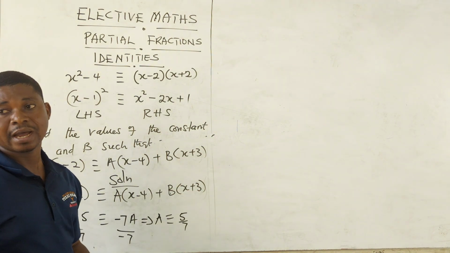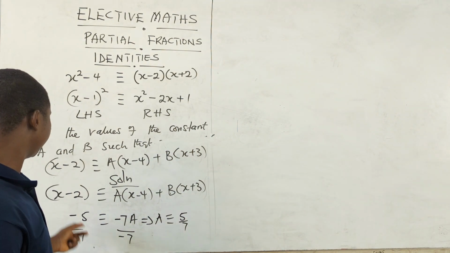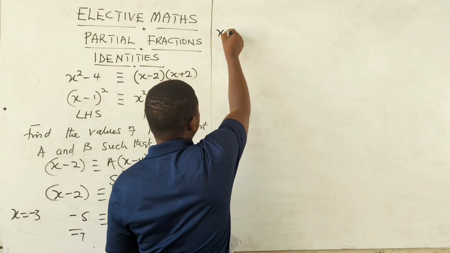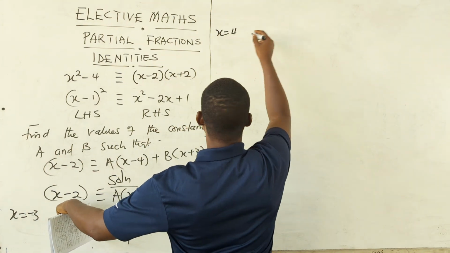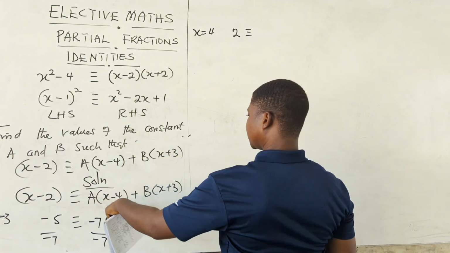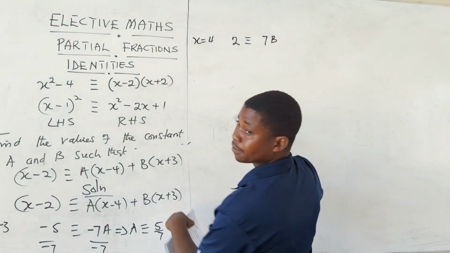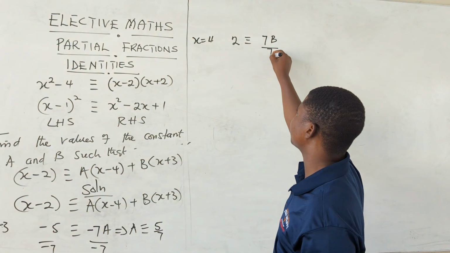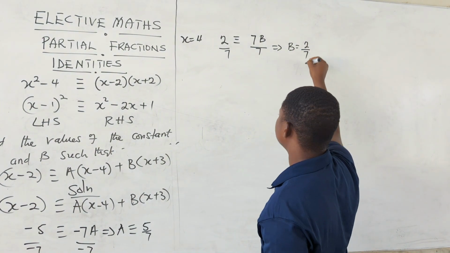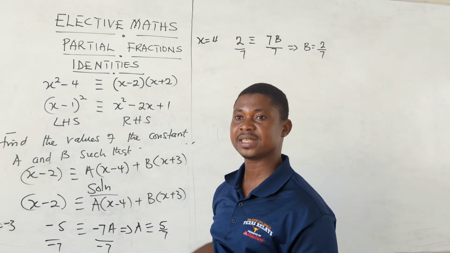The same way, I want to find B, so I have to eliminate A. To eliminate A, x should be equal to 4. When x equals 4, we have 4 minus 2, which gives 2, which is equivalent to 0 plus 4 plus 3, which is 7B. Dividing both sides by 7, B will give us 2 over 7. And that's how we solve for the constants in this question.